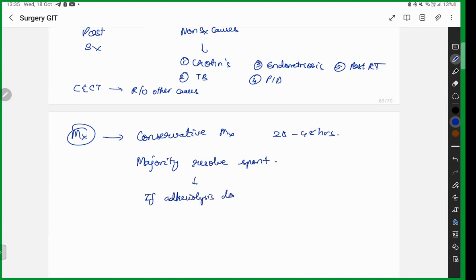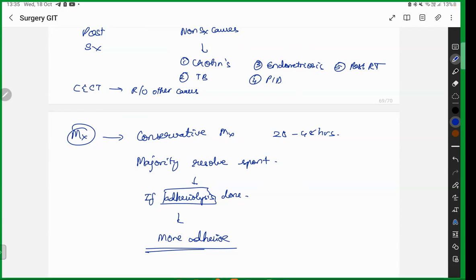adhesiolysis itself is going to lead to more adhesions. So if you do adhesiolysis, it will cause more adhesions and it can complicate your process. So they can complicate your treatment. That is why adhesiolysis is not done.